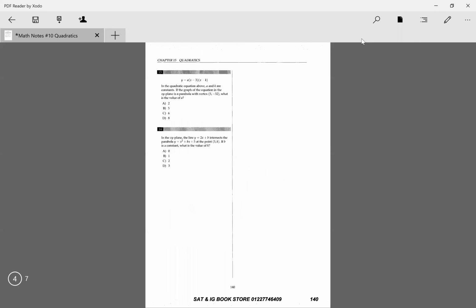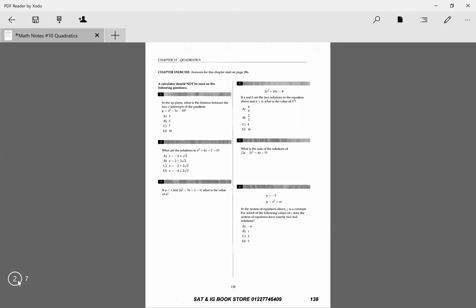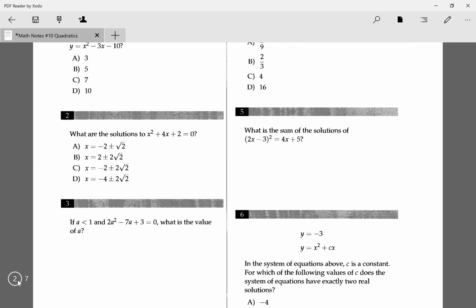Yeah, so the first question we'll be going over is going to be number 5. What is the sum of the solutions of (2x minus 3) squared equals 4x plus 5?